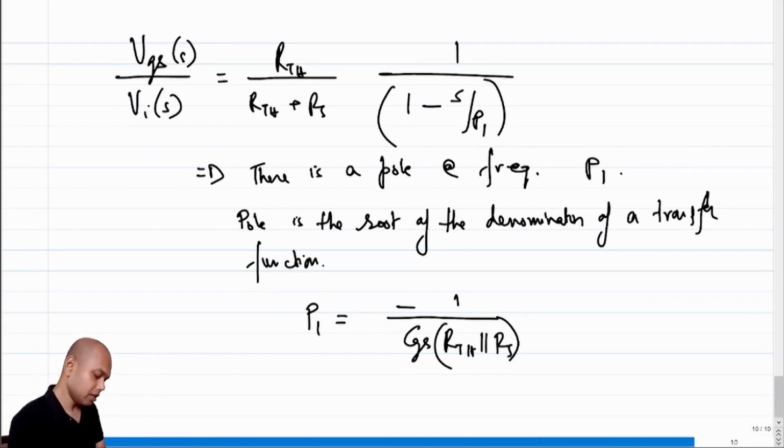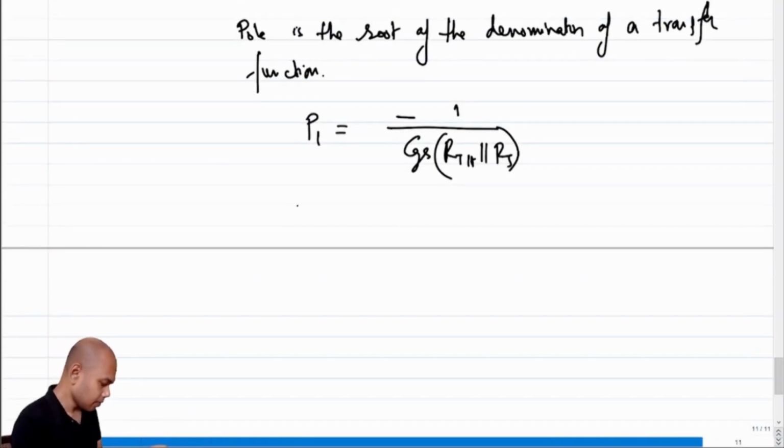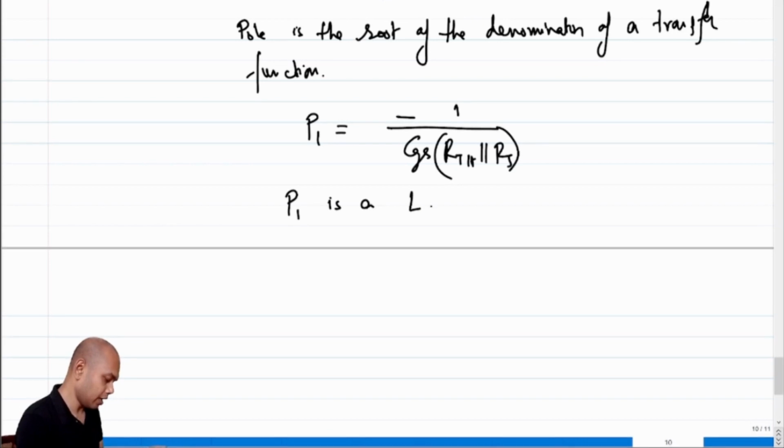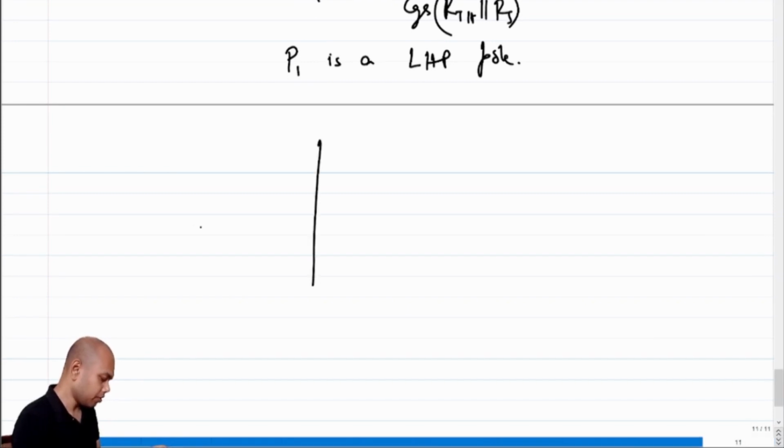So what does this mean? What are the key observations here? So firstly, P1 is a left hand plane pole, right? So what is meant by left half plane pole? Let me quickly refresh your basic control theory concepts. When you are evaluating anything in S domain, when you are doing a Laplace transform, what are we essentially saying?